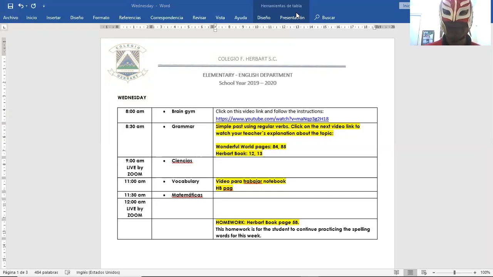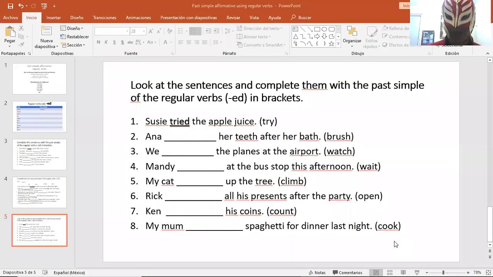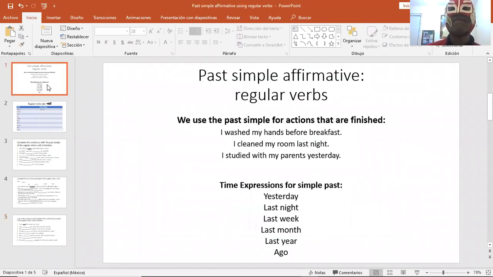In the meantime, remember the topic for this class is past simple affirmative using regular verbs. We use the past simple for actions that are finished. Usamos el pasado simple para acciones que están terminadas. For example, I washed my hands before breakfast. Me lavé mis manos antes del desayuno.